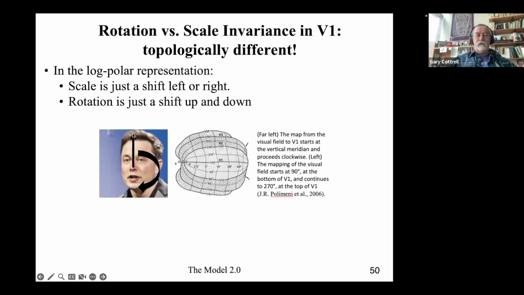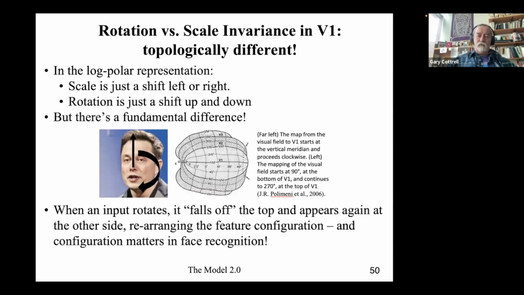So here's an example. As you know, everything on the right side of visual space goes to the left hemisphere. So this is the polar coordinate of this point, and the coordinates go around down to here. So you've got 270 up here and 90 degrees down here. So when an input rotates, it falls off the top and appears again on the other side. And that rearranges the features, and configuration matters in face recognition.